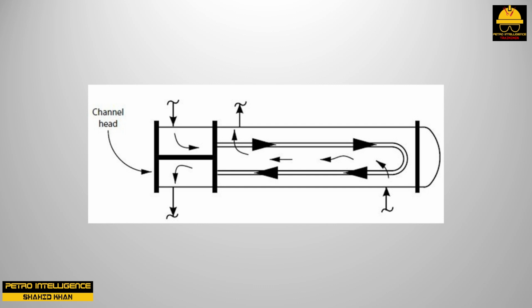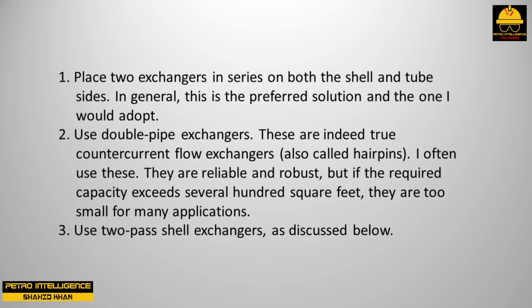To calculate this loss in heat transfer efficiency due to this problem, we use the F-factor correction factor as presented in your TEMA data book. If you are unwilling to incur the penalty of loss of heat transfer LMTD as calculated by the F-factor, then you have 3 choices. 1. Place 2 exchangers in series on both the shell and tube sides. In general, this is the preferred solution and the one I would adopt.